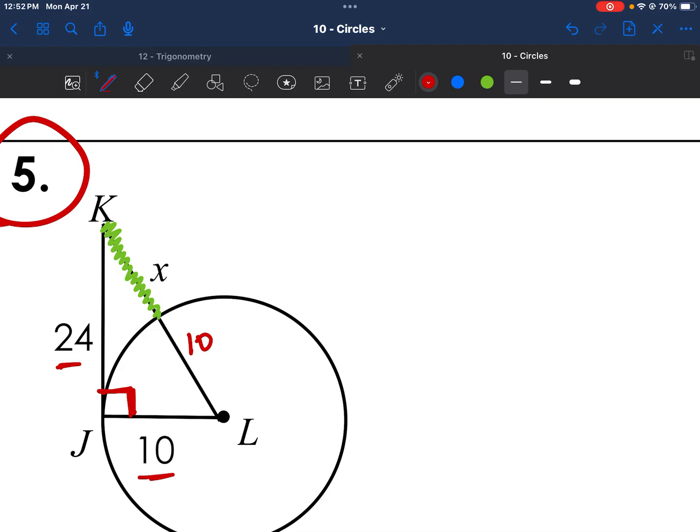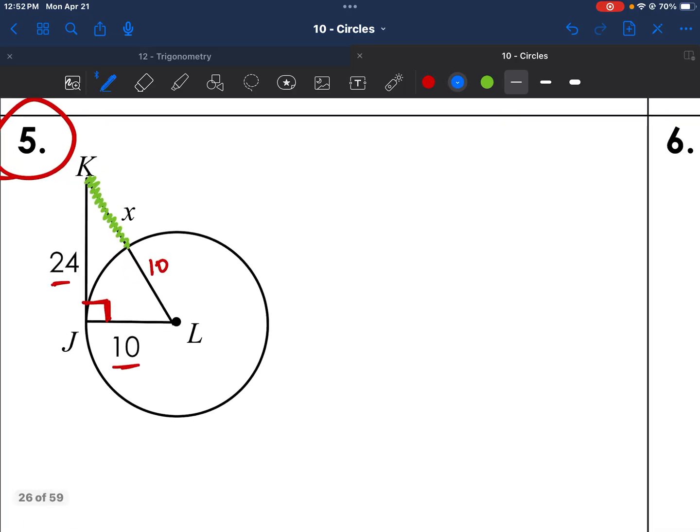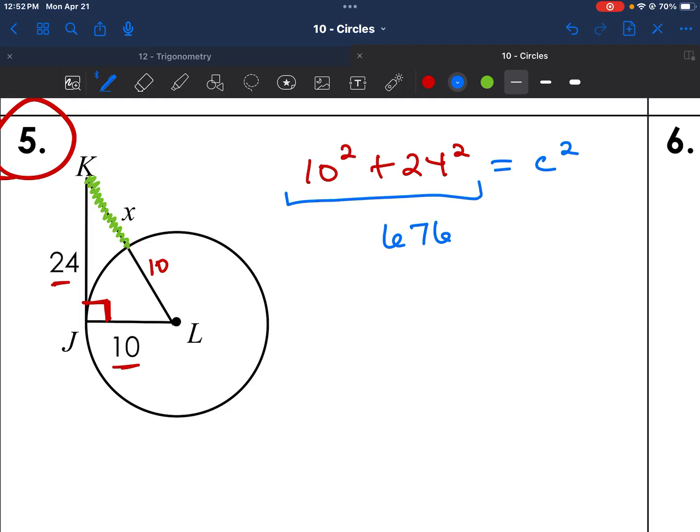So we are still solving for X. We are still solving for the entire length, KL. But we'll just have to do it a little bit differently this time. So we're going to set up the exact same way. We have the two legs, 10 squared plus 24 squared is equal to, now just for clarity's sake, I'm not going to say X squared. I'm just going to say we're solving for C squared, since C is what we would usually use. All right, so if I put all this together, 10 squared plus 24 squared would make 676, has to equal C squared. Take the square root of both sides, and I'm going to get that 26 equals C.